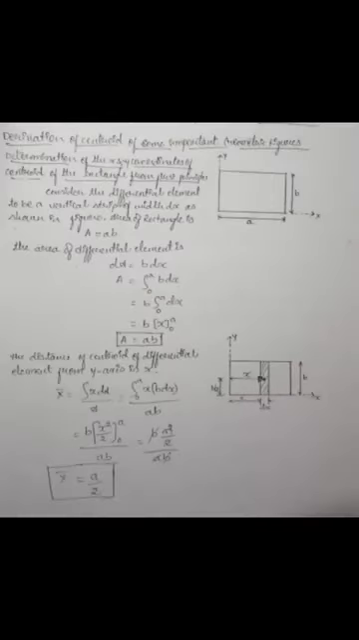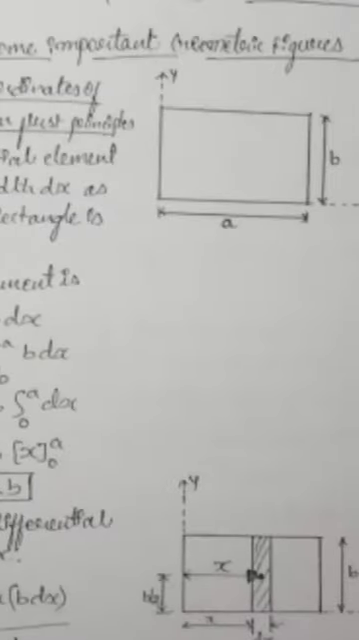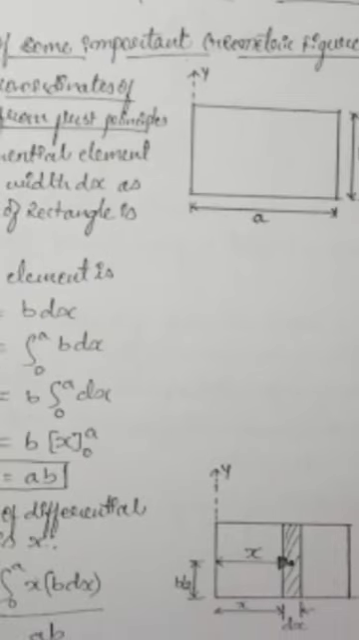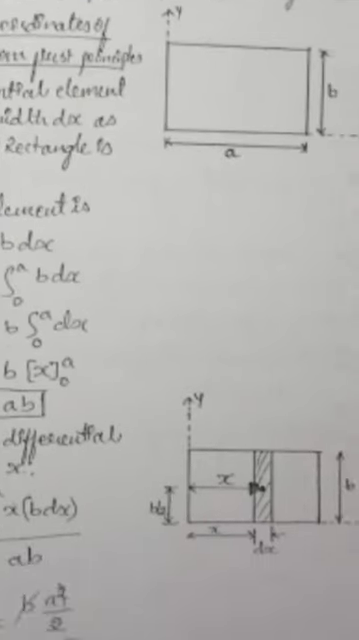Next, let me go for the derivation of determining the centroid of rectangular sections. Yes, this is a rectangle. Here, the rectangular section has a along the x-axis and b along the y-axis. The x-axis and y-axis are shown here. The x distance is shown as a and the y distance is shown as b. You have to determine the centroid of this section.